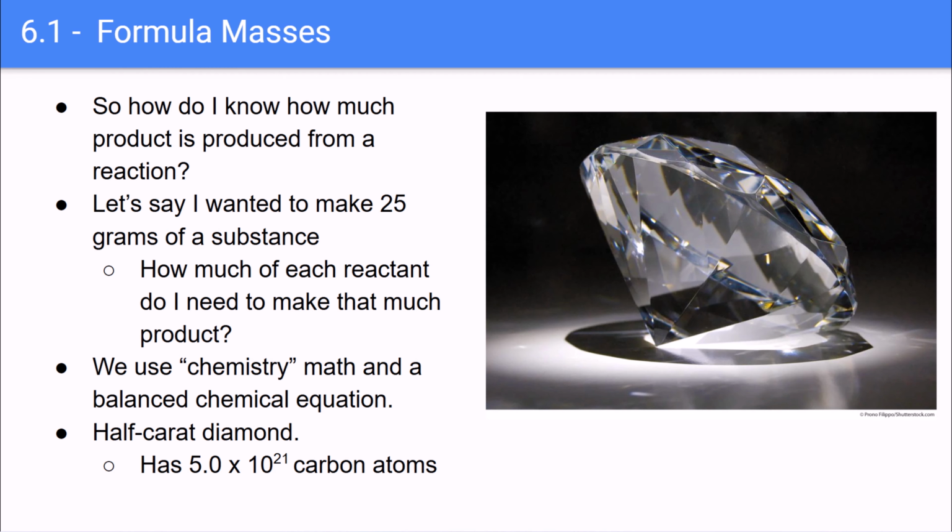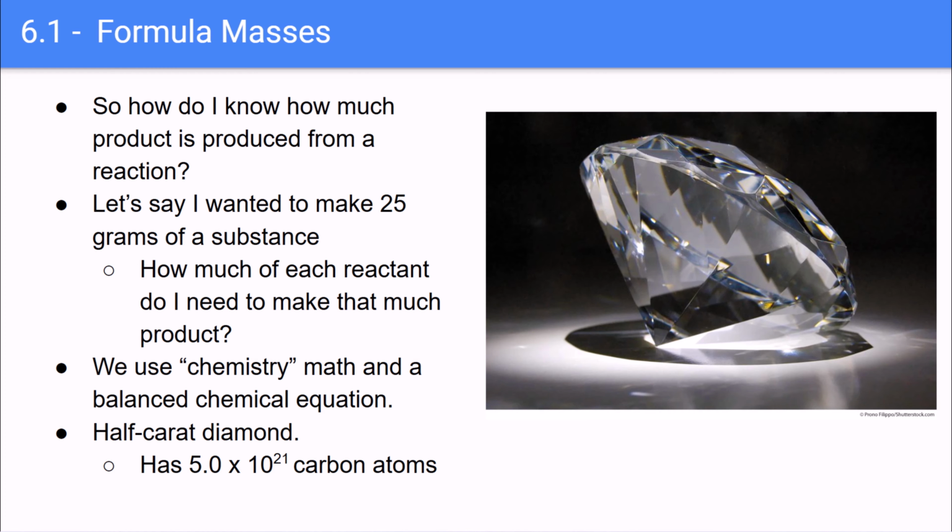So let's say I wanted to make 25 grams of a substance, I don't know, some type of medicine. Well, I need to think about what types of chemicals I need to start off with in order to get 25 grams of product. How much of chemical A and how much of chemical B do I need to react together in order to get the 25 grams of product? So we use a fancy chemistry math and a balanced chemical equation in order to figure that out.